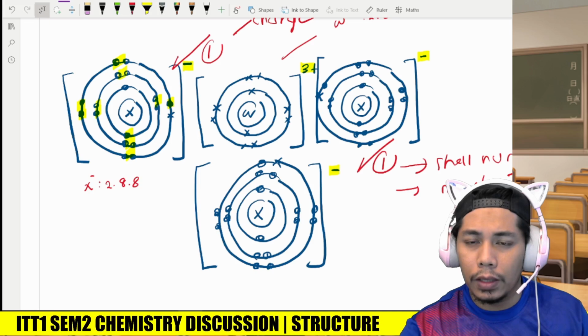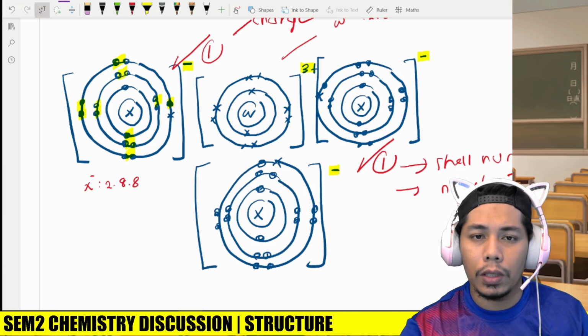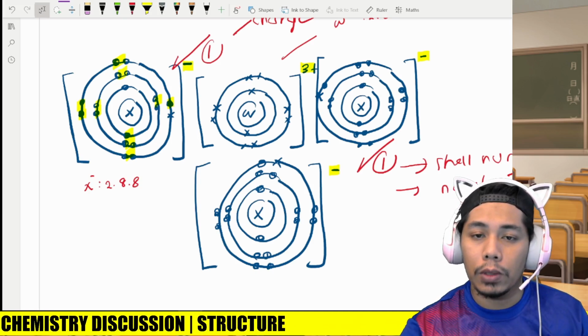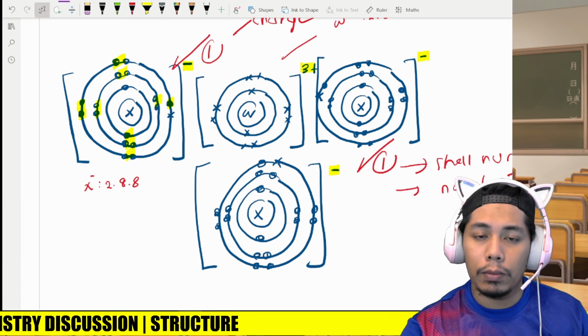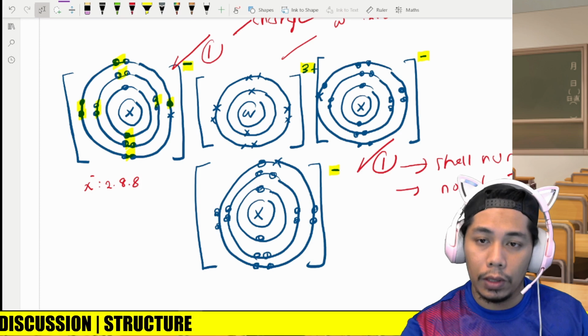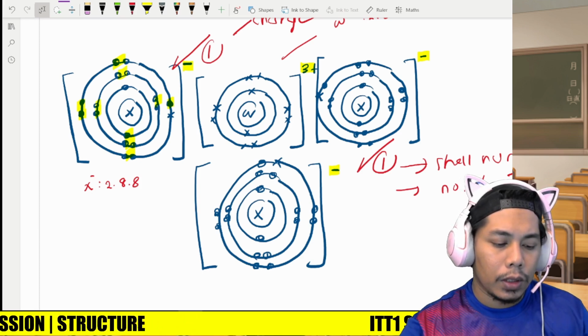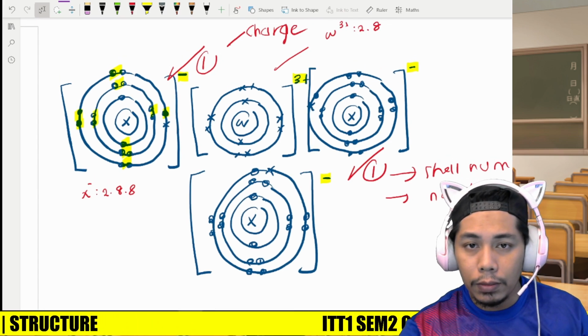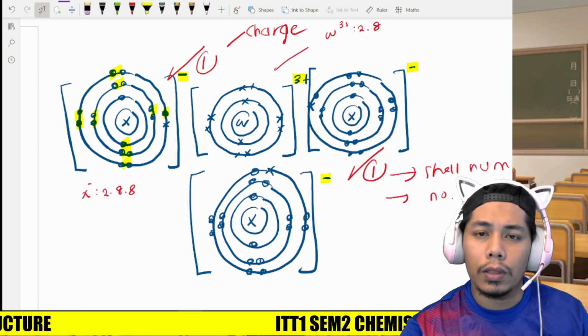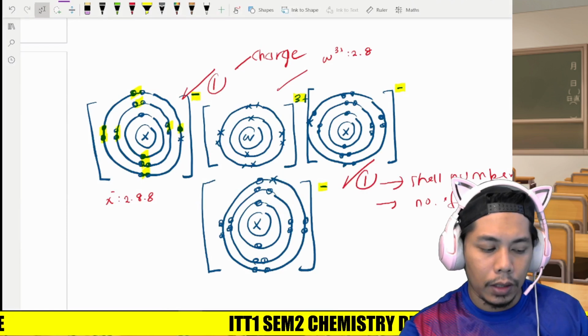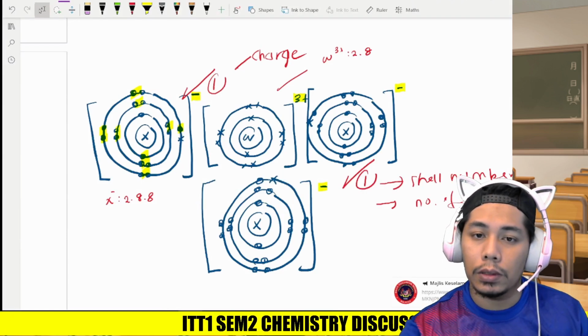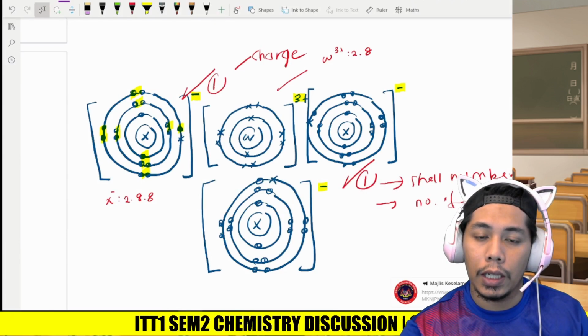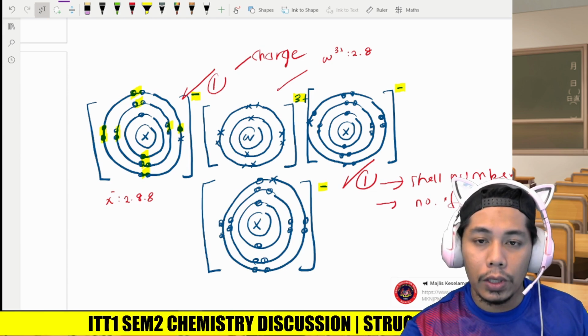Most students always make the mistake of drawing just 2 shells for X. Actually it must have 3 shells for X. So as I highlight here, if you get the charge correct, you will gain 1 mark, and if the number of electrons and number of shells of each ion is correct, you will gain the second mark.